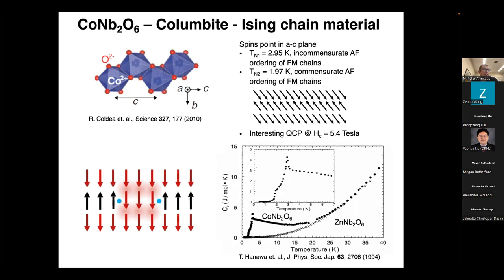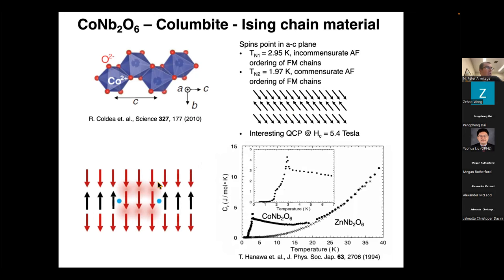This is some older work that dates from the 90s, but it was shown that when you cool this system down, you get two phase transitions. Just before the upper phase transition, the correlation length along the chains is something like 100 lattice constants. So before the system orders, it's almost a ferromagnetic chain, but not quite. And then there are two transitions to an incommensurate and then a commensurate ordered state, where you get ferromagnetic chains which are antiferromagnetically coupled to their neighbors, right?